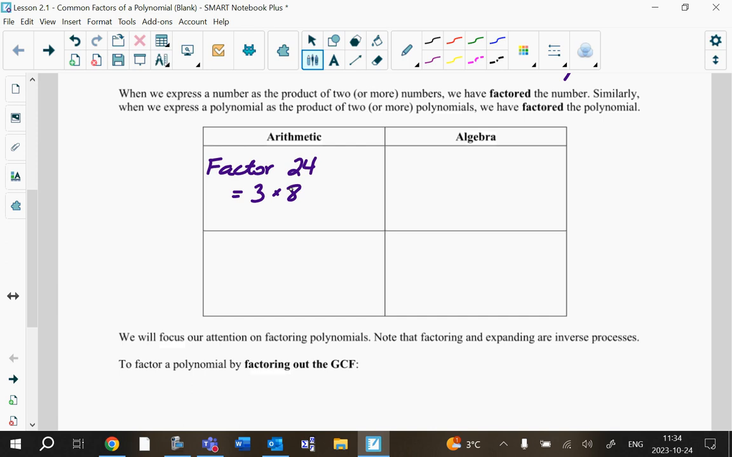And actually, you know what? I'm not even going to use this table. I'm just going to take it out. So it could be 3 times 8, or could be 4 times 6, or 2 times 12. Or this time, give me 3 numbers. Give me 3 numbers that multiply to get 24.